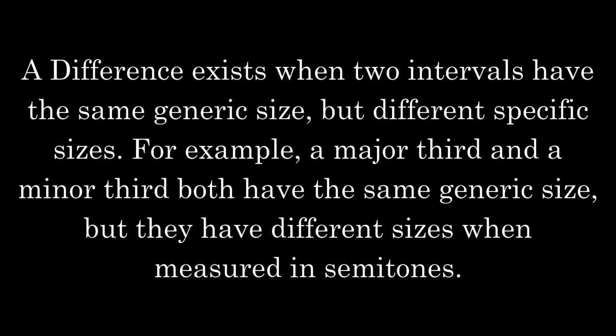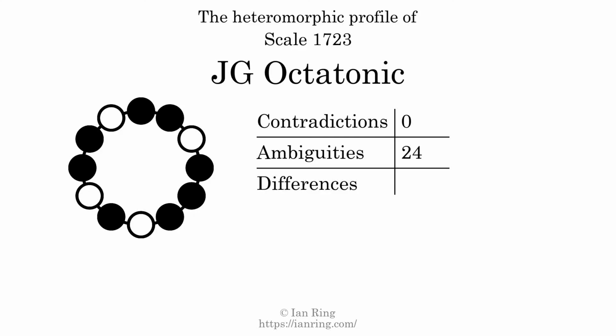A difference exists when 2 intervals have the same generic size, but different specific sizes. For example, a major third and a minor third both have the same generic size, but they have different sizes when measured in semitones. The number of differences in this scale is 103.